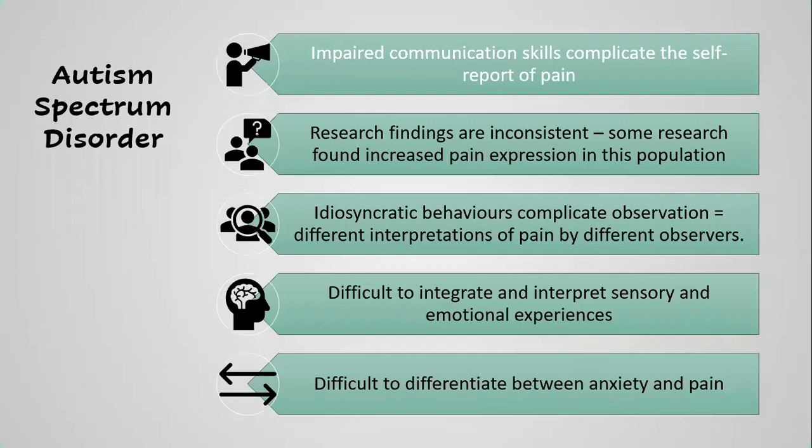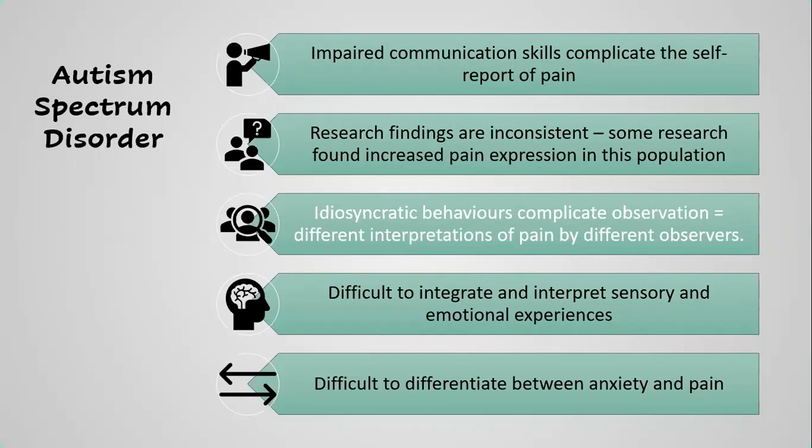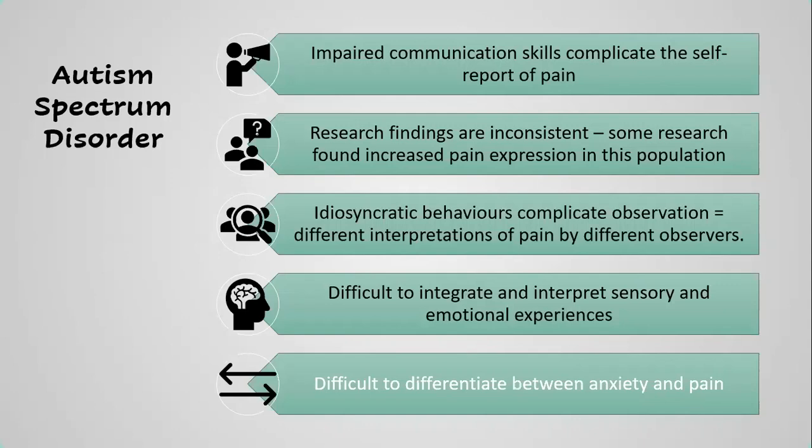Autism spectrum disorder has many challenges with regards to pain management. Impaired communication skills complicate the self-report of pain, and research findings are inconsistent. Some research found an increased pain expression in children with autism. Idiosyncratic behaviors, atypical sounds, and facial expressions complicate observation, and there are different interpretations of pain by different observers. It's also difficult for these children to integrate and interpret sensory and emotional experiences, and it's difficult to differentiate between anxiety and pain.